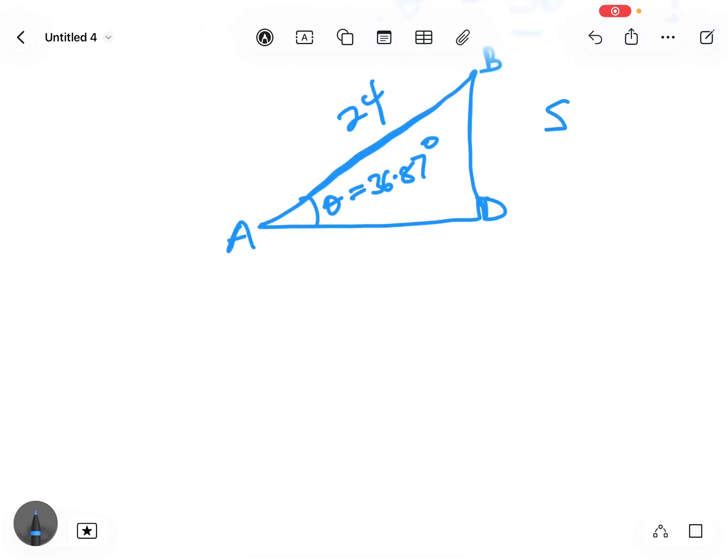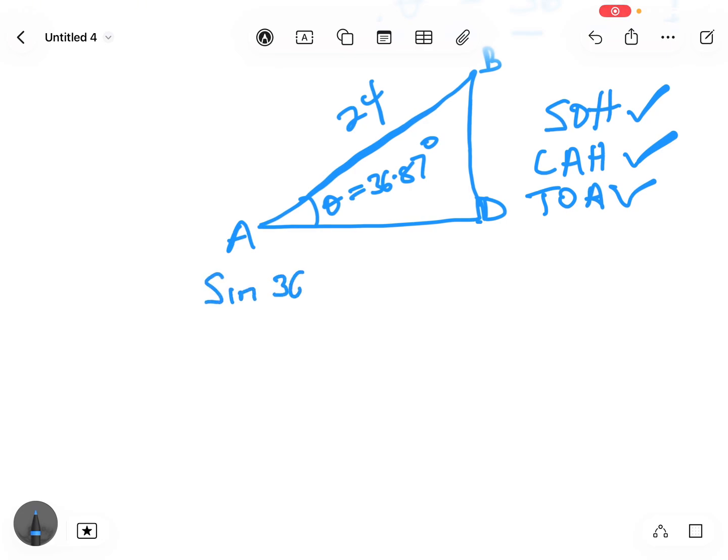Using SOHCAHTOA, if you remember, sine theta equals opposite over hypotenuse, cosine theta equals adjacent over hypotenuse, then TOA, tangent theta equals opposite over adjacent. Which one do you think we're going to use here? It is obvious, because for BD, this is our opposite side and this is our hypotenuse, so we'll be using sine. For AD, this is our adjacent and this is our hypotenuse, so we'll be using cosine. So let us get BD first.